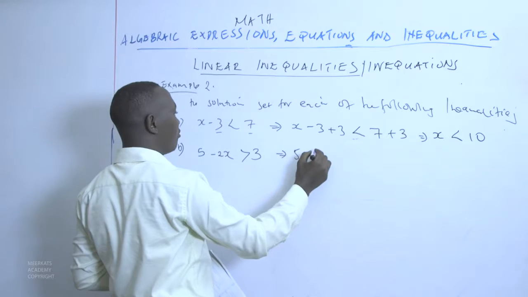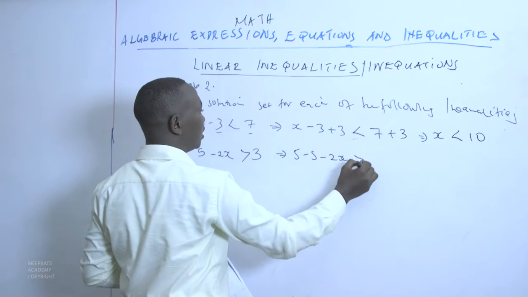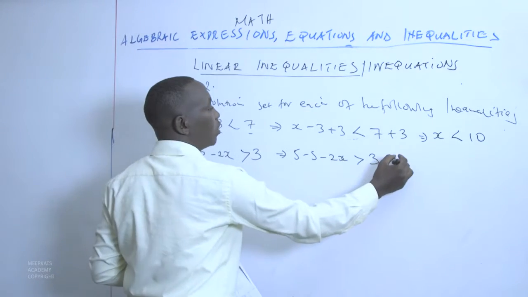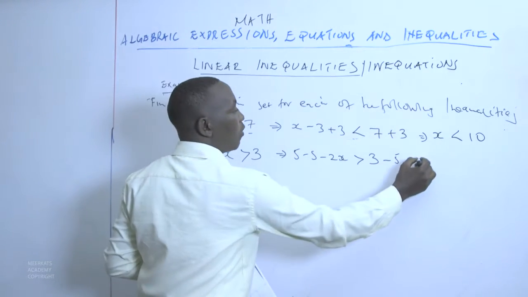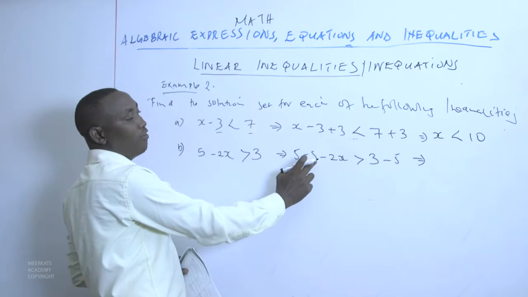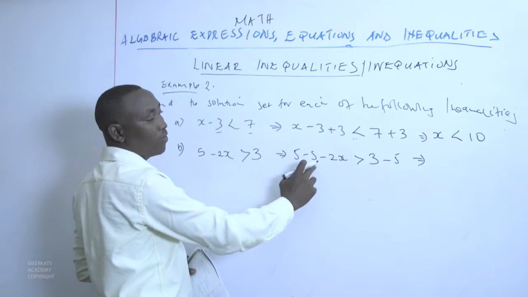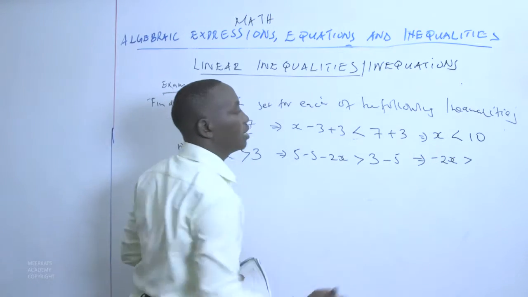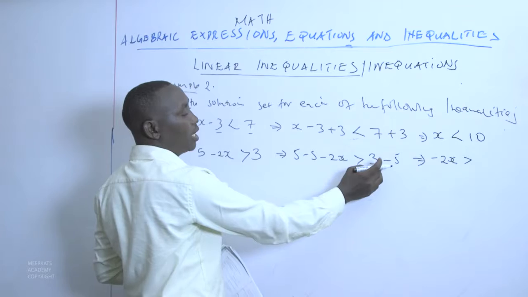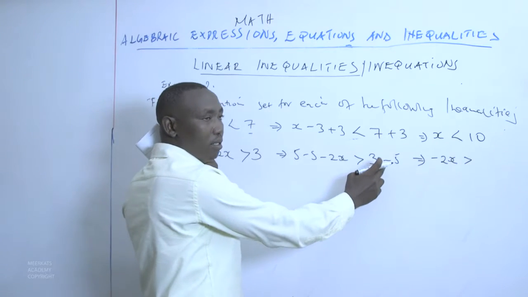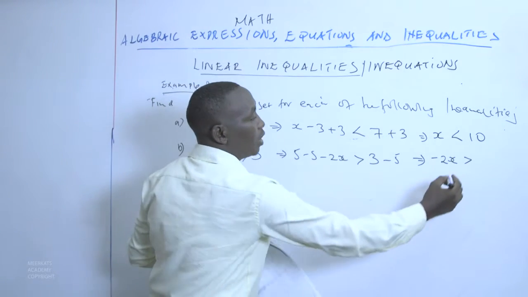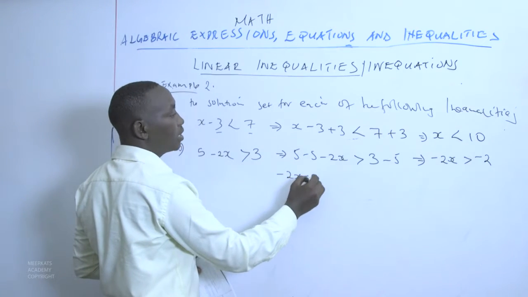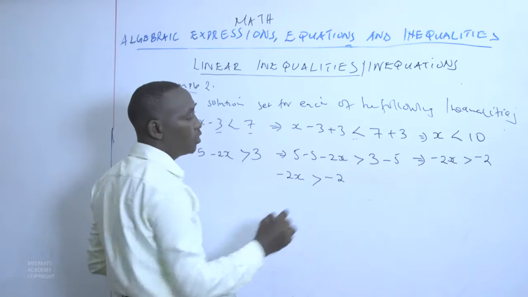So this will give us 5 minus 2x is greater than 3. Whatever we did on the left-hand side, we must also do on the right-hand side. Now when you do that, 5 minus 5 is 0, so we'll remain with minus 2x is greater than. On the other side, we have 3. Subtract 5, it will give us negative 2. So we now have negative 2x is greater than negative 2.